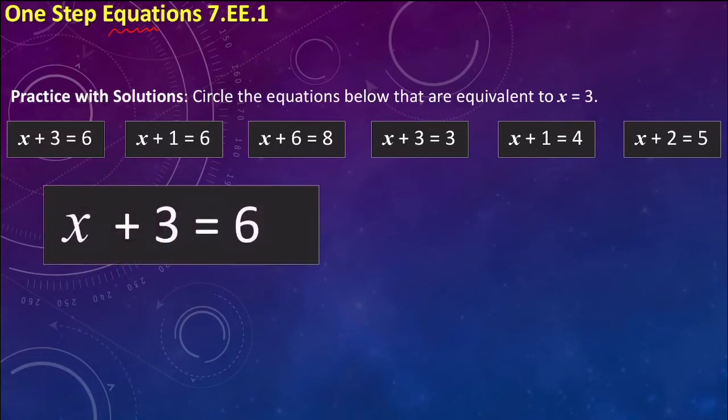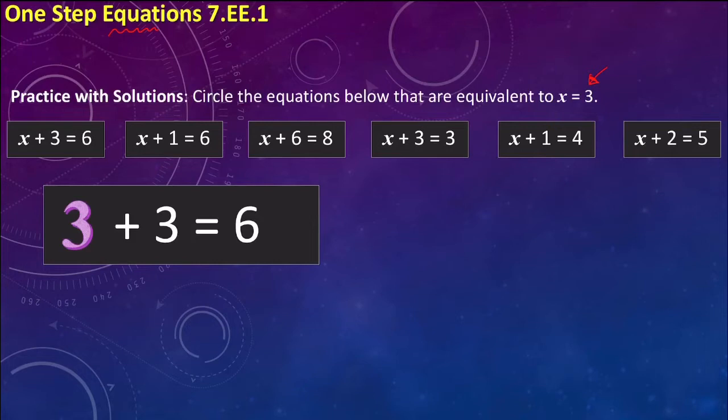Now what we're going to do is look through some of these examples right here, and we're going to ask ourselves, are these equations true or are they false? Are they balanced or unbalanced when x is equal to 3? Because that's what we're going to do. We're going to put in 3 for x in every one of these. So if we put in 3 for x into this one right here, is it a true equation? Well, does the left side equal the right side?